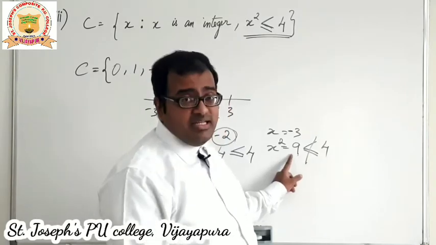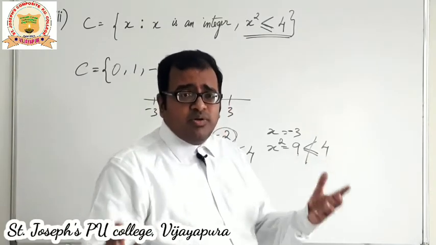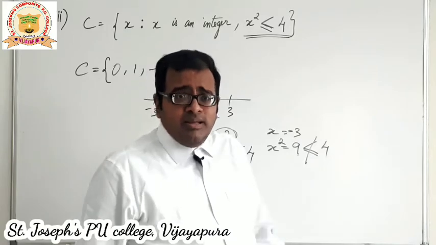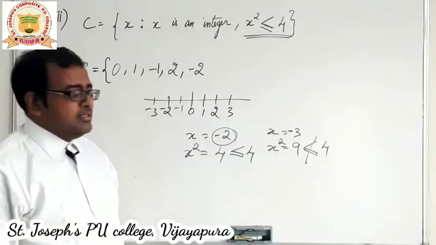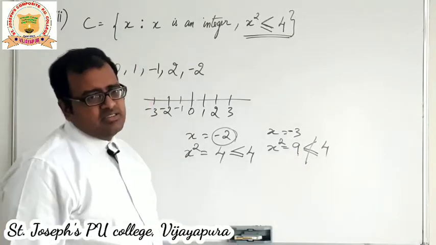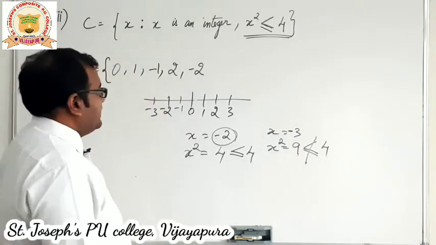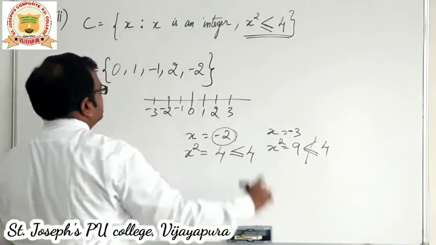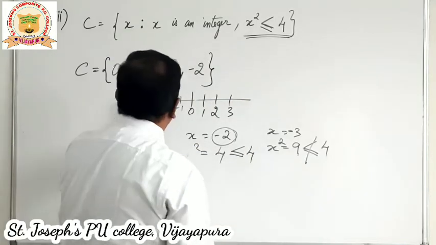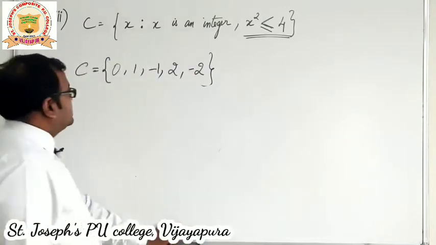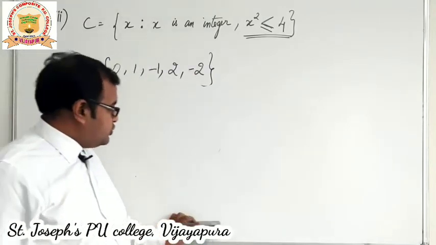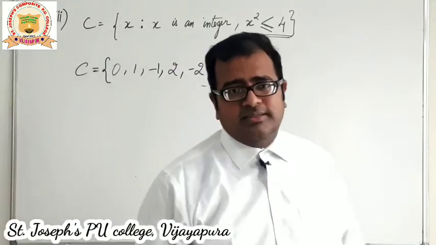Had it been minus 9, yes, it would be smaller. But we don't get minus when we square. We get a plus number, positive. So minus 3 into minus 3 is plus 9, not equal or less than 4. So we cannot write it. The last is this. We stop at that. So final answer C in roster form can be written as 0, 1, minus 1, 2, minus 2. That's it.